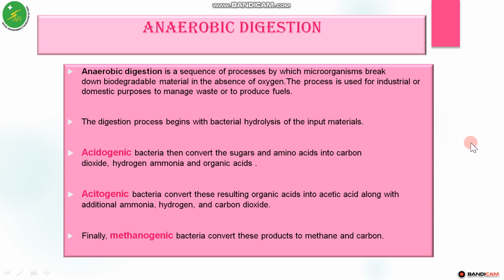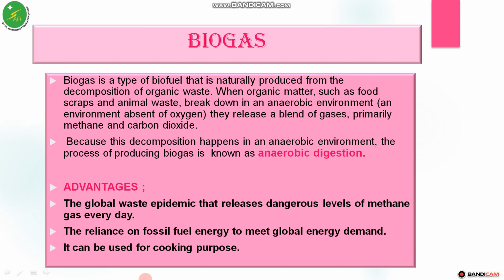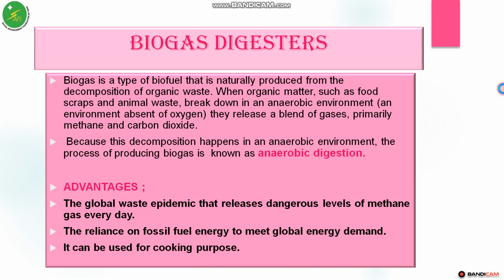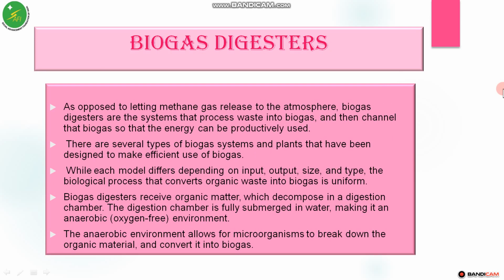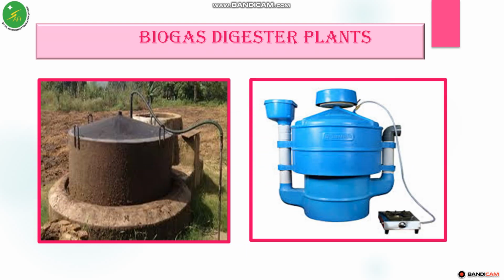So let us see what biogas is. It is a type of biofuel produced after this anaerobic digestion, and it has many advantages. Mainly it can be used for cooking purposes. Biogas digesters are the equipment used for the synthesis of biogas, and different types of biogas digesters are there based on size, type, etc. Here is the picture showing the biogas digesters. It can be directly connected to a stove so that you can use it for cooking.